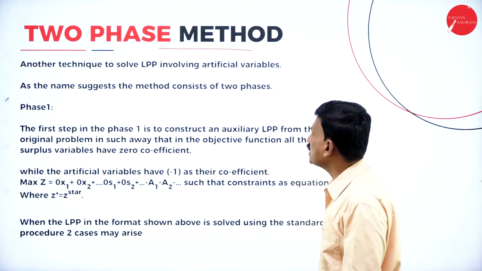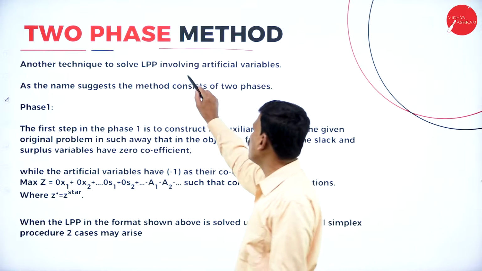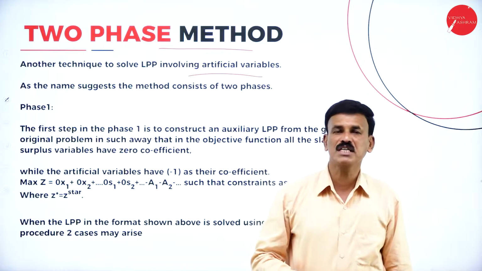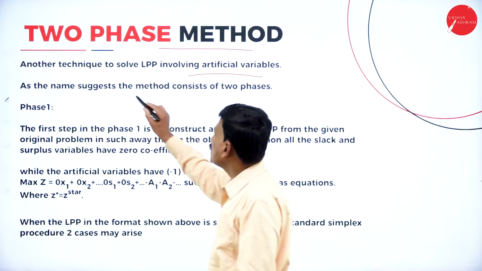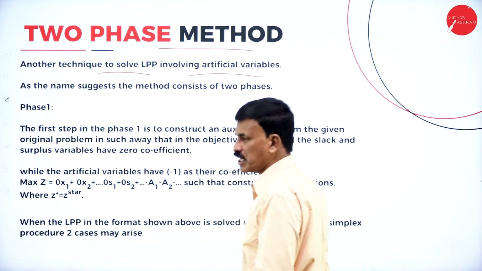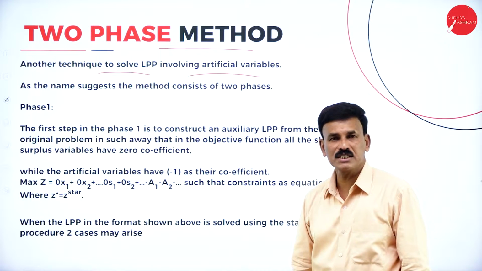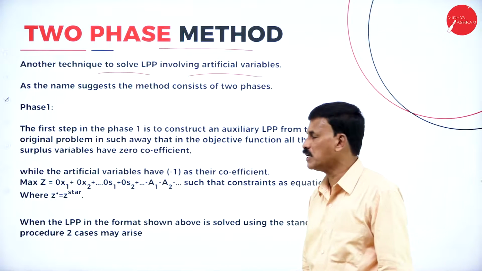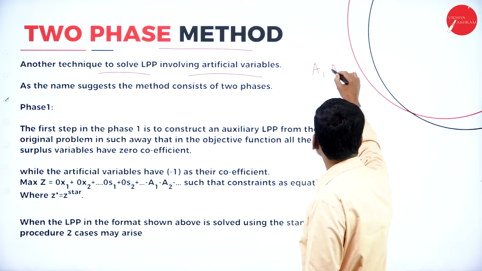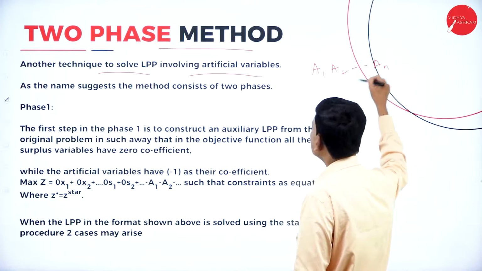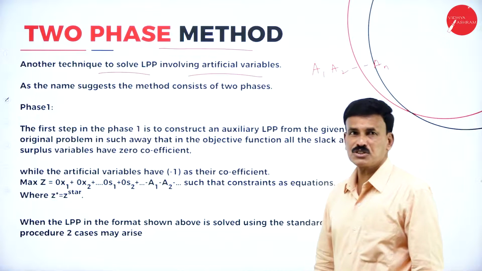This is another technique to solve the linear programming problem, which involves the artificial variables a1, a2, a3, etc. So the two-phase method is another technique to solve the linear programming problem using the artificial variables a1, a2, a3, etc., an. As the name suggests, there are two phases.